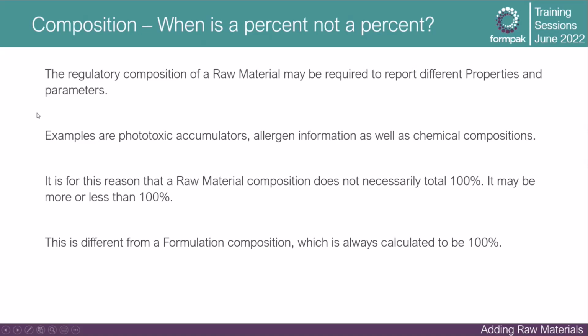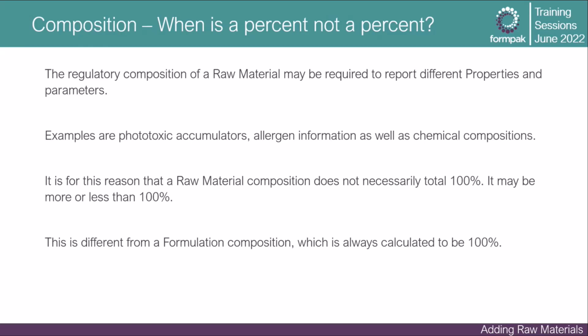So a regulatory composition of a raw material is quite similar to formulation composition, but it differs in one major way, which is that the composition parts do not need to total 100 in order for them to be treated as percentages. It's actually very rare for a raw material composition to total 100 parts, because if, for example, you've got a natural complex substance, you maybe don't know 100% of what that material is.